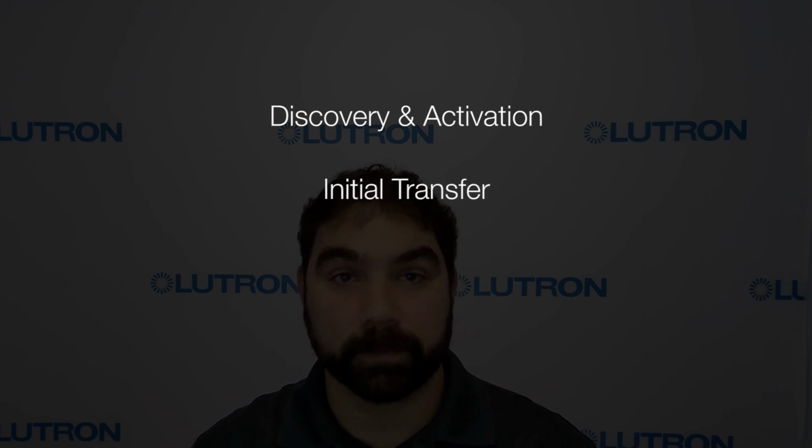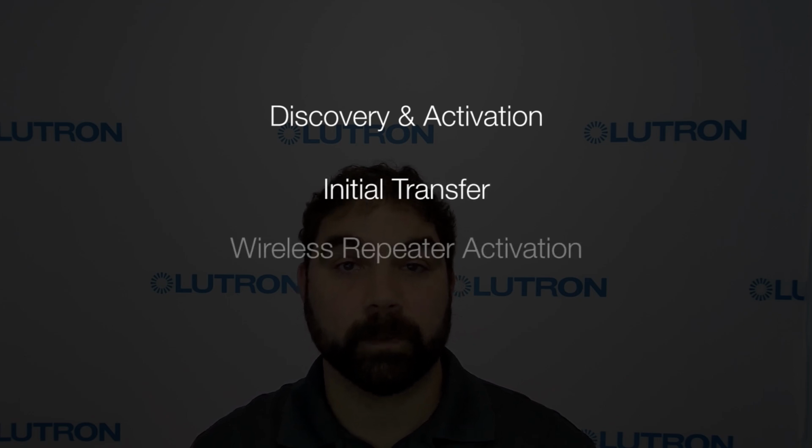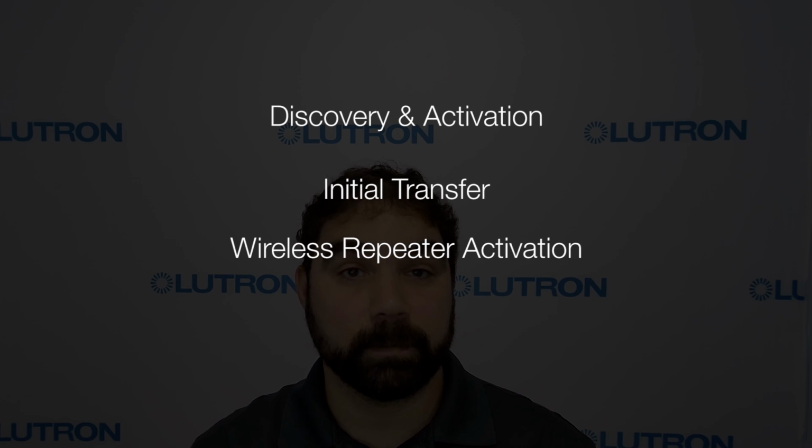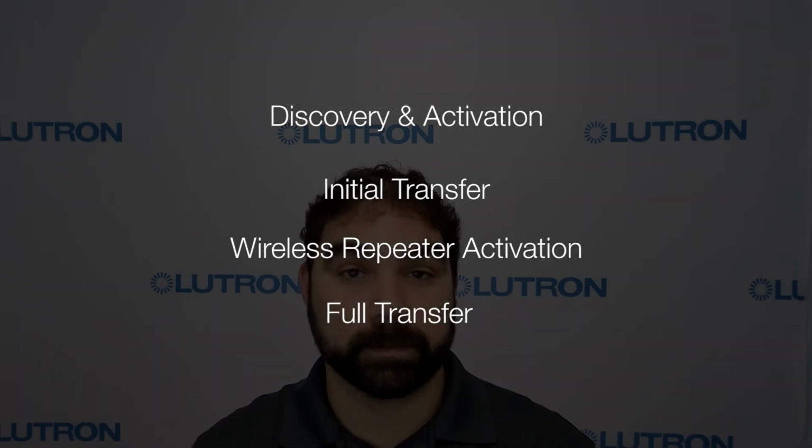In this video series, I'm going to take you through the steps to activate your new RadioRA 3 system from the initial discovery of your RadioRA 3 processors to the final full transfer after you've activated devices. In this first video, I'm going to focus on four main steps: the discovery and activation of your RadioRA 3 processors, the initial database transfer to those processors, wireless repeater activation, and the full transfer to your processors and repeaters.